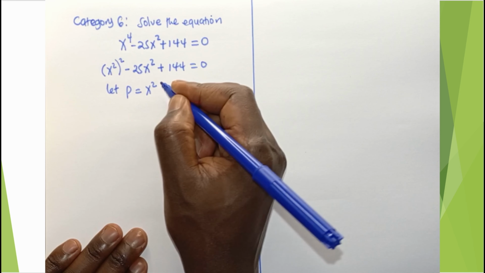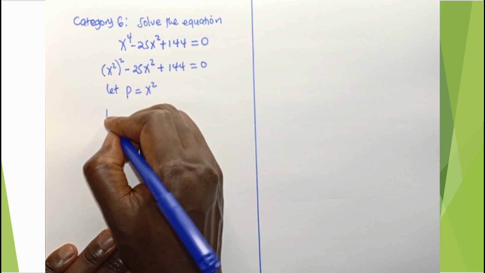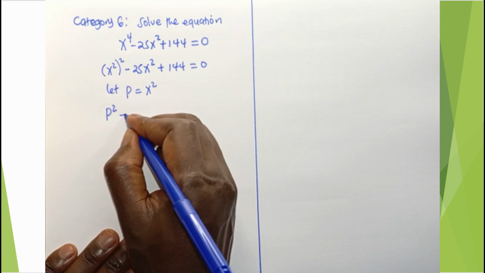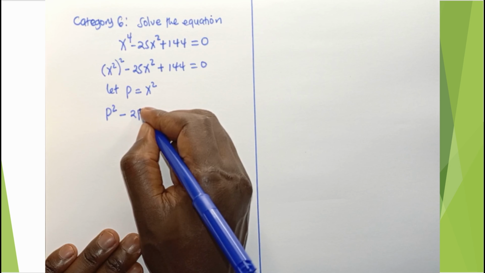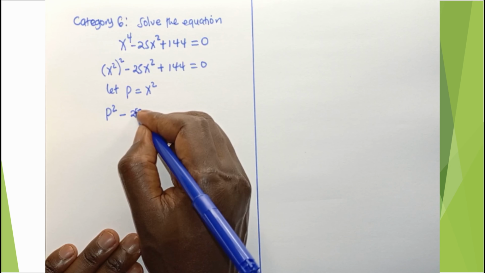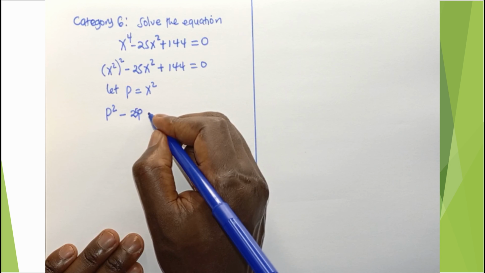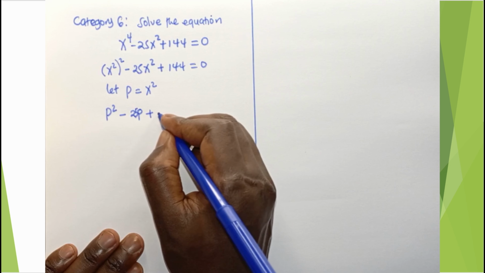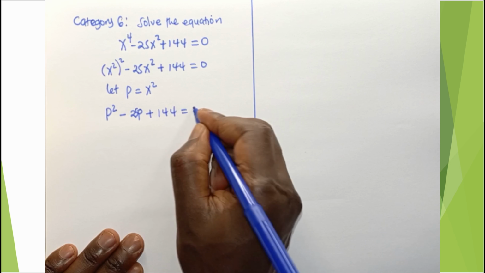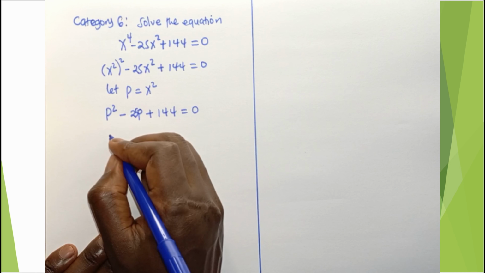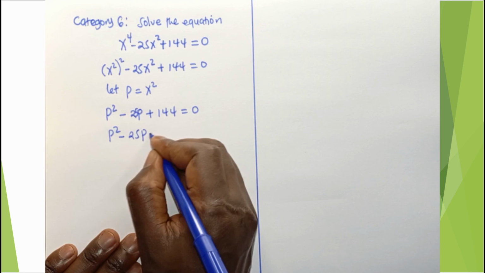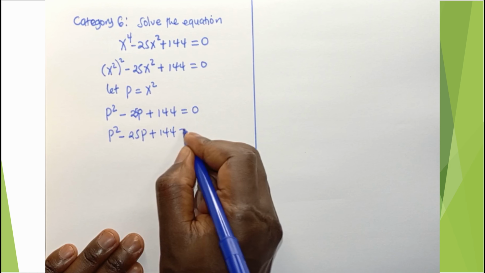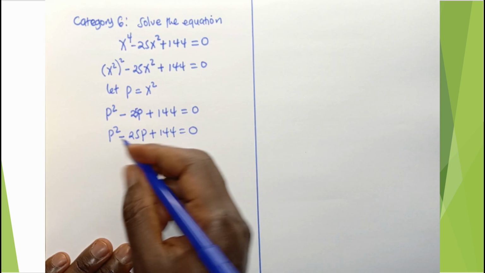So we let p is equal to x squared. So you have p squared minus 25p, sorry, so we have 25p plus 144 is equal to 0. Rewriting it such that it is clear, nothing is squeezed, you have p squared minus 25p plus 144 is equal to 0. So that is our equation.